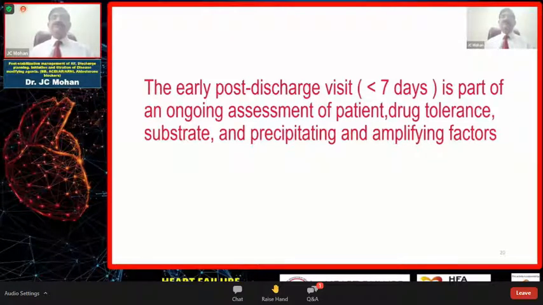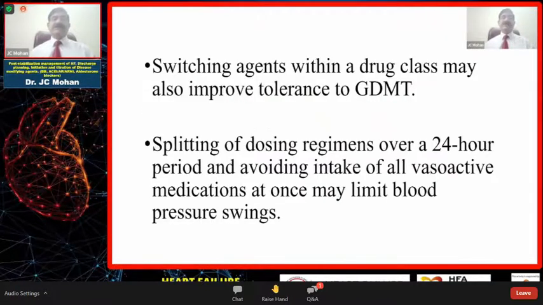So the first thing which we have to do is get a very quick visit after 3-4 days, 5 days, certainly before 7 days, to assess many factors which are needed for long-term optimal management of stabilized HFpEF patients.